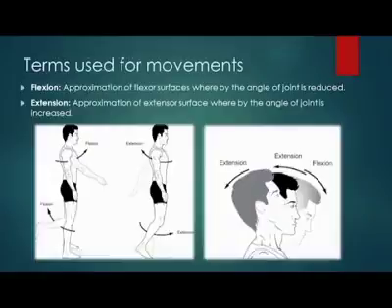Then, terms used for movements: flexion and extension. Approximation of flexor surface whereby the angle of joint is reduced. The main thing is, if the angle of joint is reducing in flexion, the angle of joint is increasing in case of extension. So it's very easy to remember: flexion, angle of joint is reducing; extension, angle of joint is increasing. The two examples are given in the pictures.